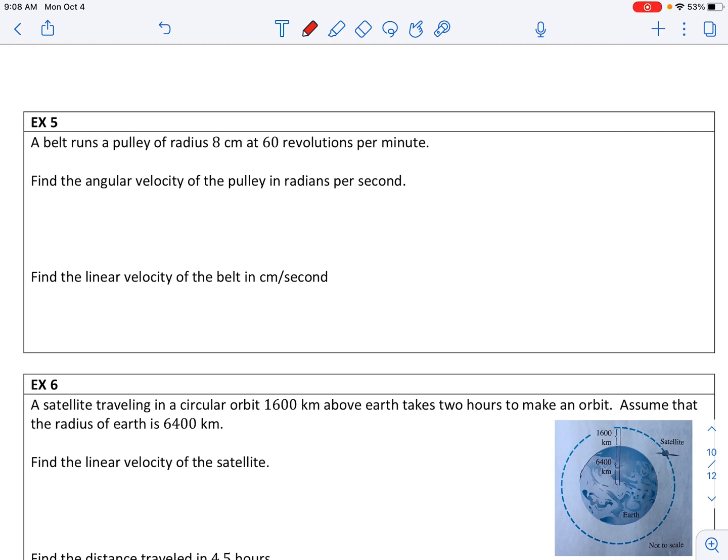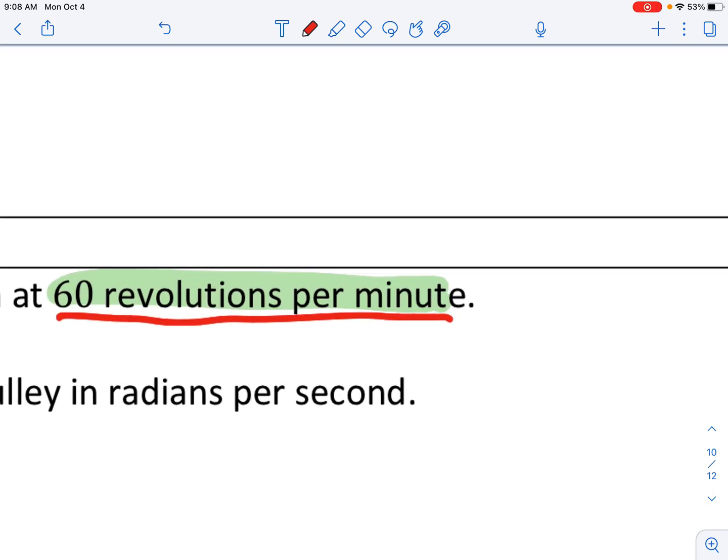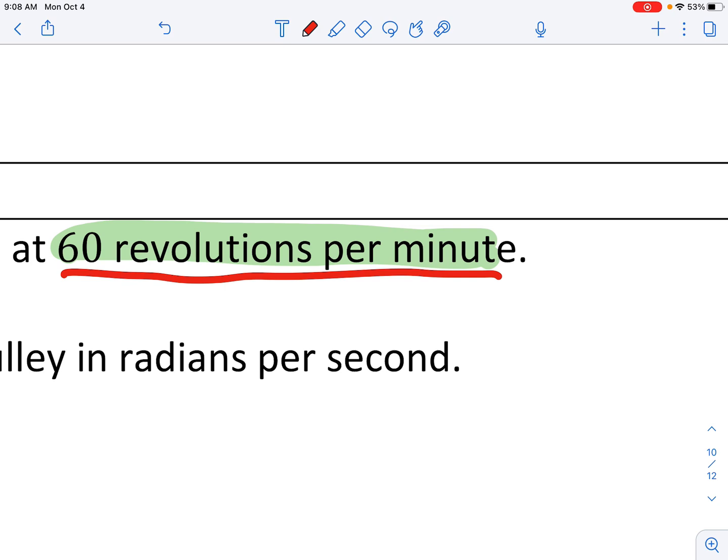In this problem, it says a belt runs on a pulley of radius 8 and 60 revolutions per minute. Find the angular velocity. What we want to think of as angular velocity is the change of our angle over time. Looking at this, if we're thinking about our angle, it says it makes 60 revolutions per minute. 60 revolutions per minute means that it's going around the circle 60 times in 1 minute.